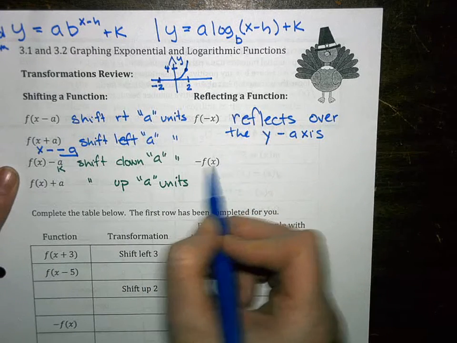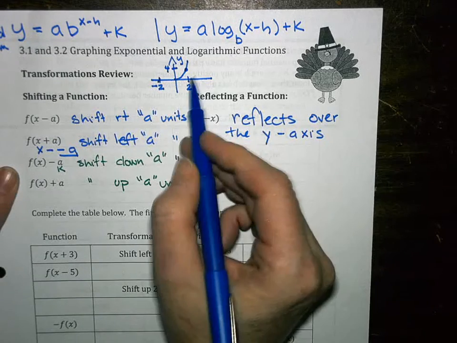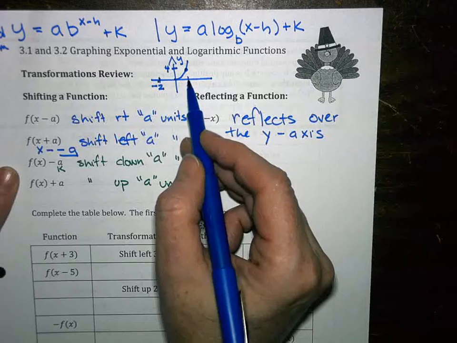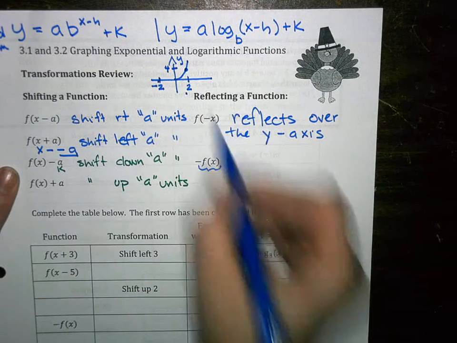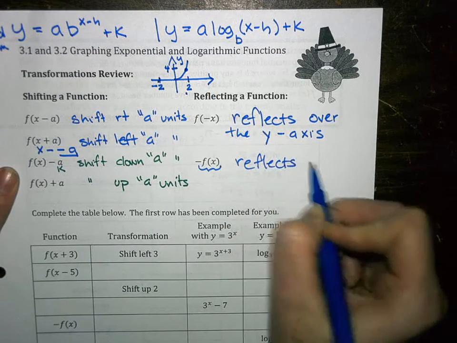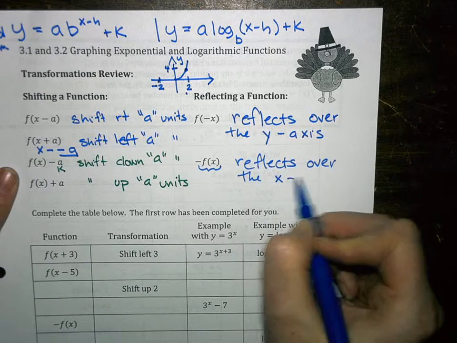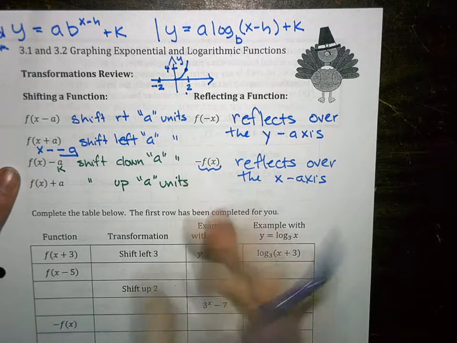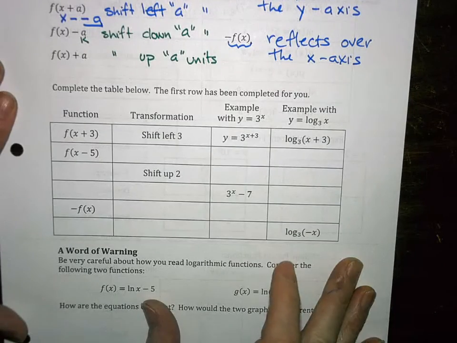When I take the negative of the function, here I have the graph, the y value is 4. When I take the negative of 4, where is it? Well, it's down here. This reflects over the x-axis. So those are reflections, and we know that when we have a negative a, it flips the graph upside down. So we're going to do a little table here.